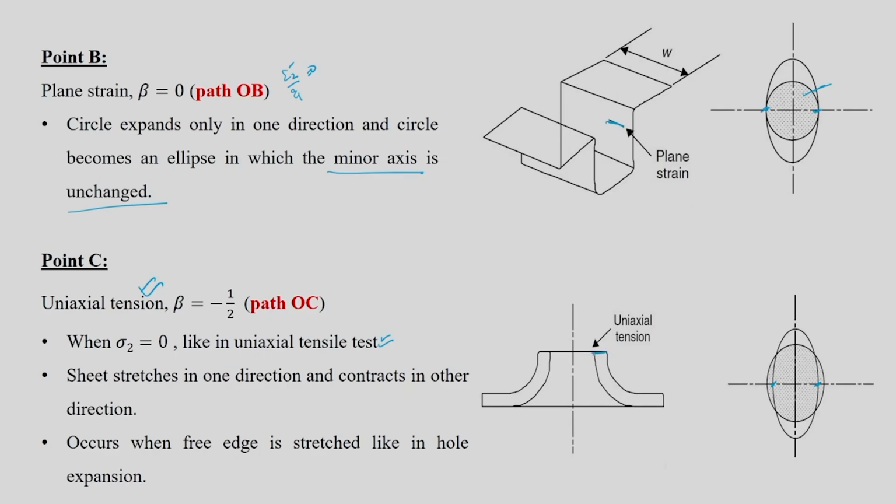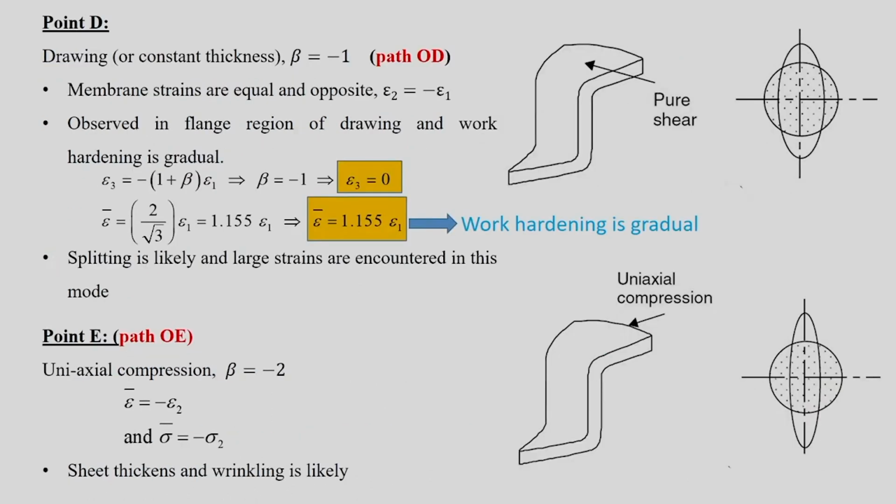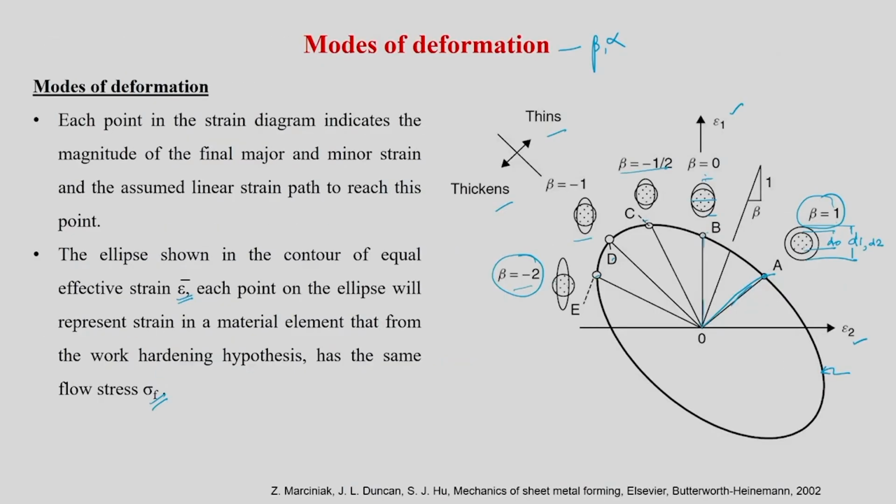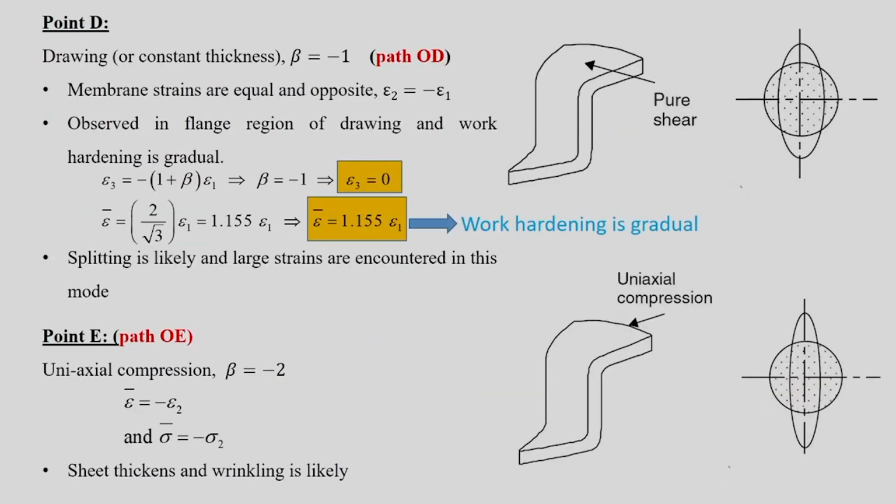Okay, you can see, suppose a hole is stretched, actually pushed in this direction, you may see this kind of situation here. Point D, this point you already discussed in one of the problems. That means you are following path OD and you are reaching this point D, which is described by beta is equal to minus 1. This OD path is also called drawing or constant thickness process.